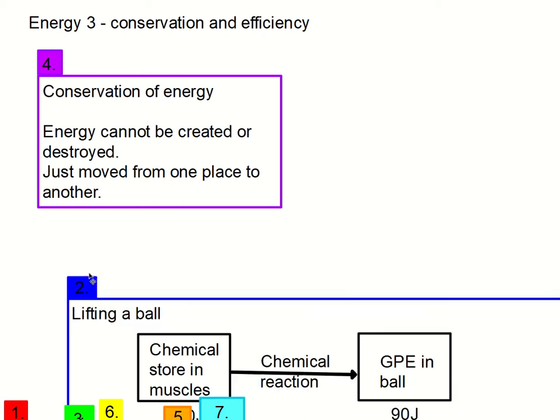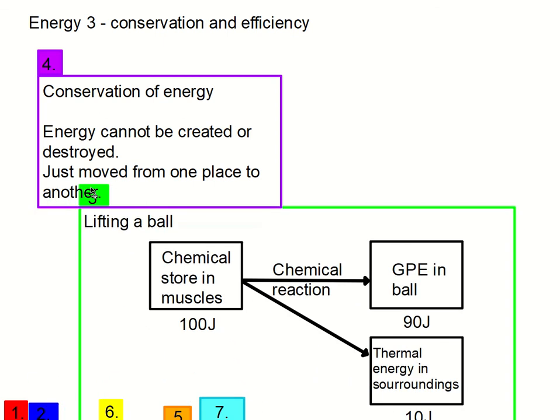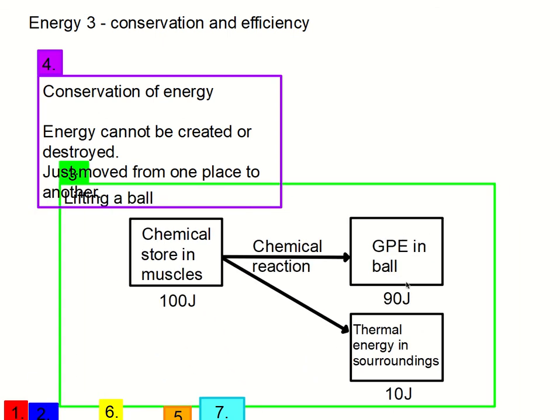So very quickly, I started off with chemical energy. I've still got the same amount of energy in total, it's just in a different place. Some energy is in the ball, stored as gravitational, some energy is in the surroundings, stored as heat, but the same amount is at the end compared to at the beginning.